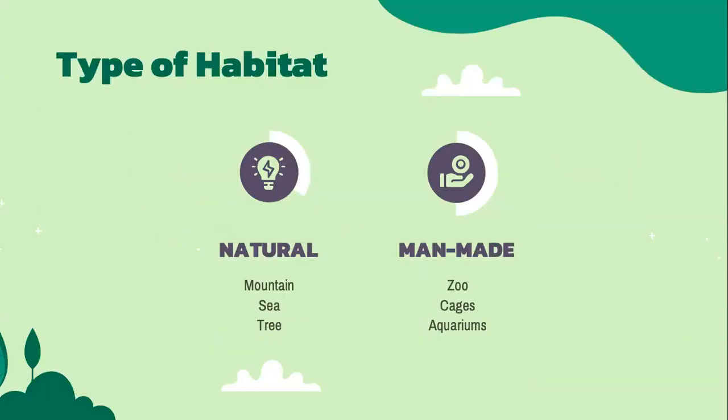All right, next. There are two types of habitat. One is natural, one is man-made. Natural in the sense of mountain, sea, tree, garden, pond, that is natural.